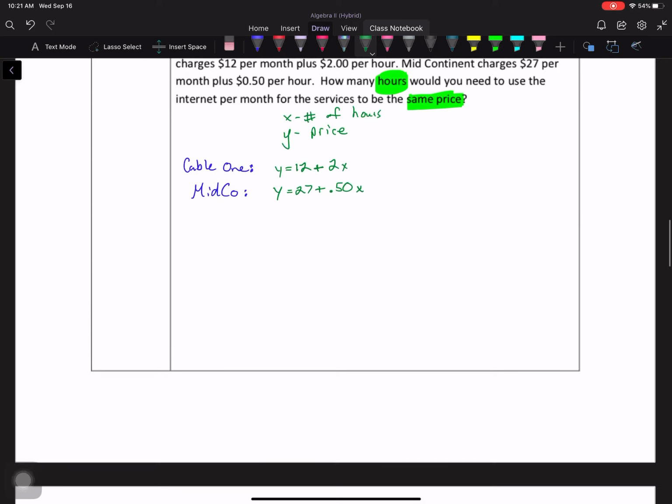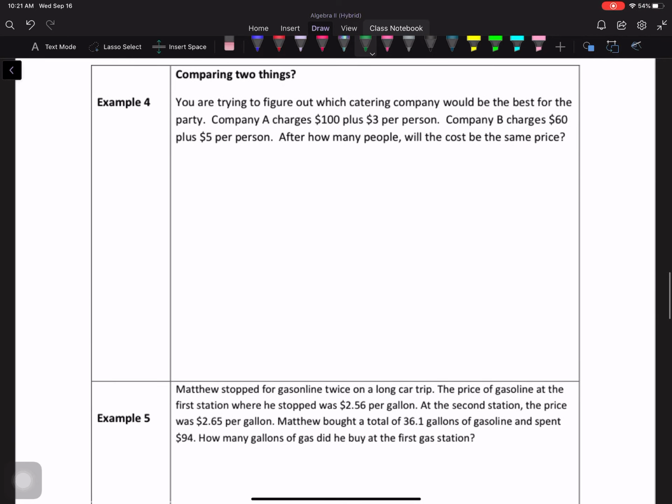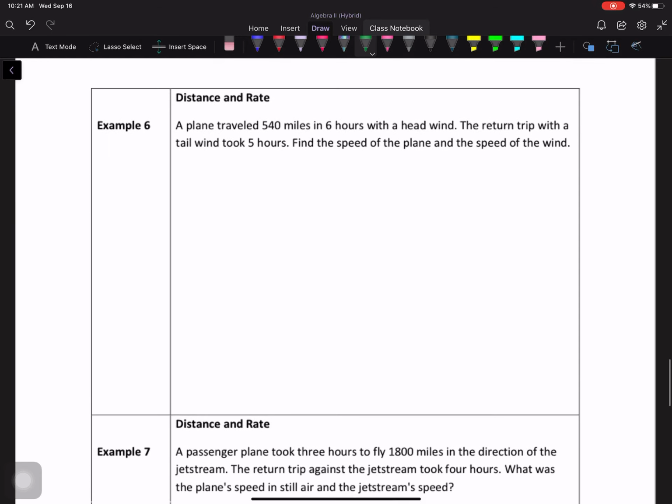Now I'm going to go ahead and just scroll past 2 more examples of comparing two things, and jump right to these distance and rate problems. These seem to give people the most problems, so I want to make sure to cover at least one.